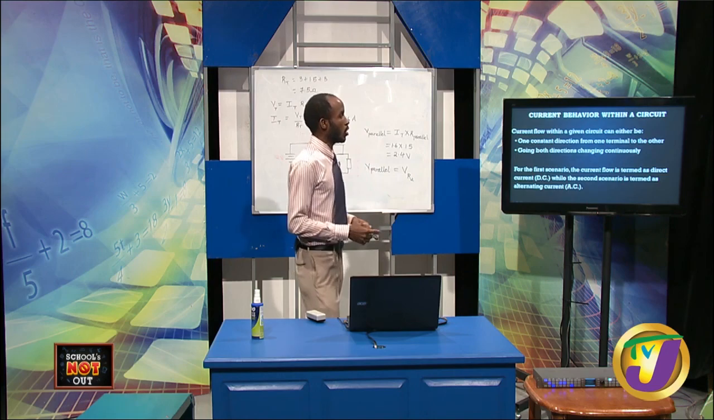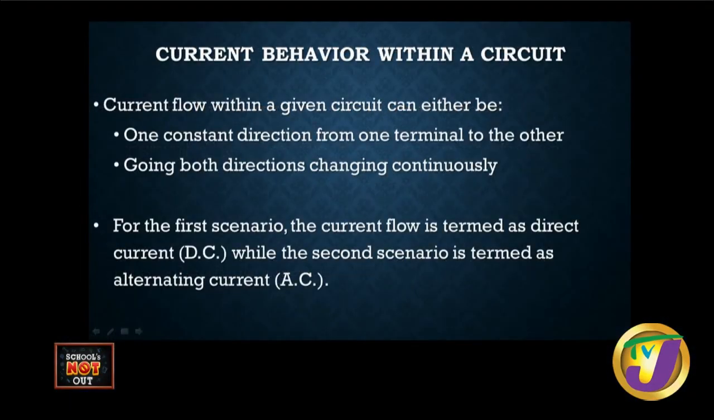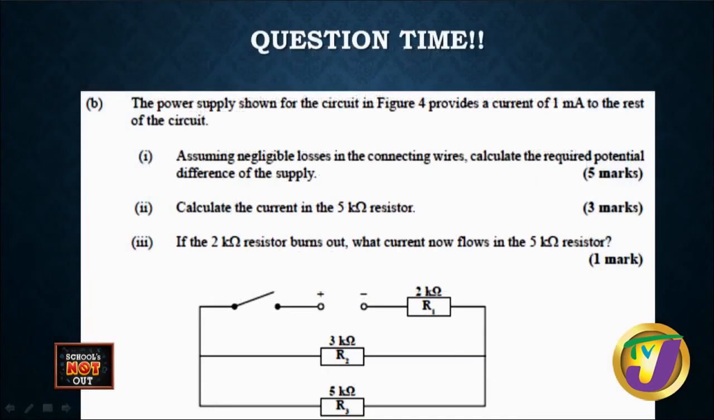Alright, now current flow within a given circuit can either be constant from one terminal or go in both directions or changing continuously. But as it relates to Ohm's law, there's another question that I'd want for you to work out. If you want, I can provide it through the social media channels, but we don't have much time to work that out right now.